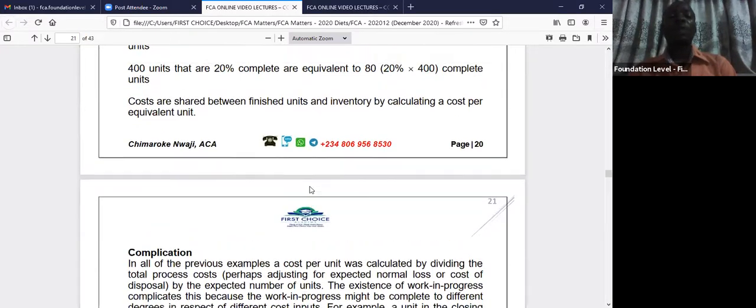Now in this case, we are going to be distinguishing between material and conversion. So the essence of distinguishing material and conversion is two reasons. One, we want to track how much material we put in the beginning and we are harvesting at the end. And secondly, when there is work in progress, we are able to get the cost per equivalent unit for material, cost per equivalent unit for conversion.